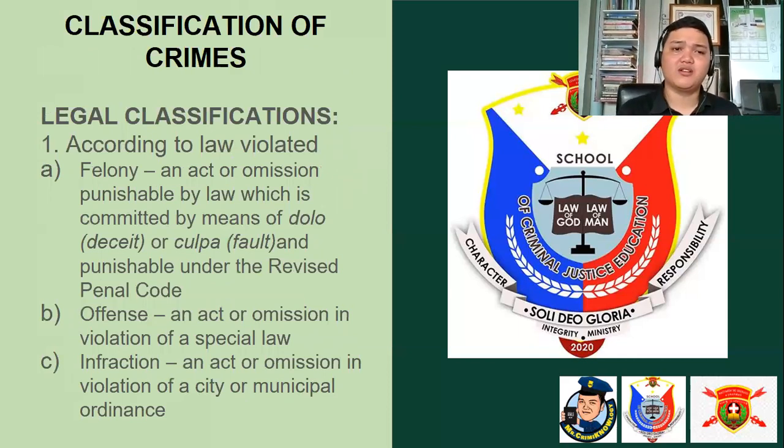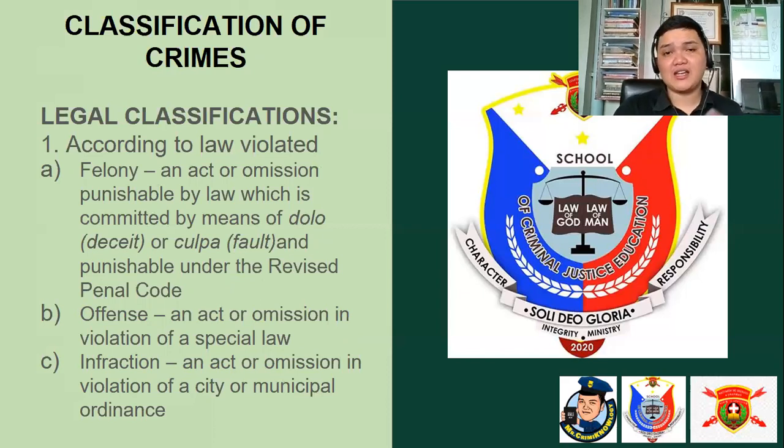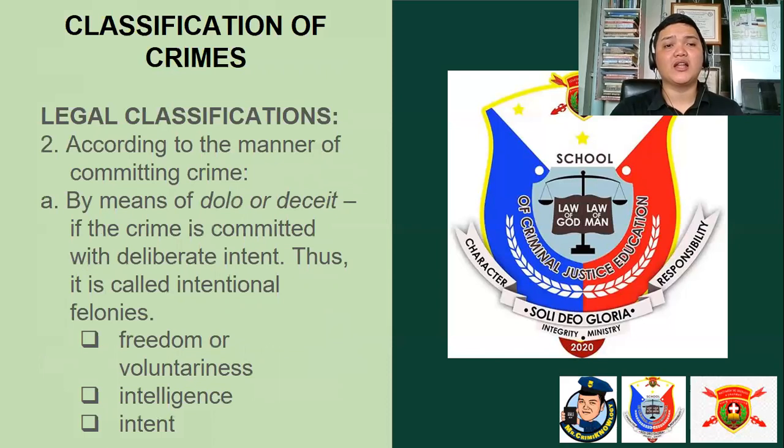Classification of crimes. Let's see the legal classification of crimes. Number one, according to law violated. As what I've said a while back, a felony is an act or omission punishable by law, which is committed by means of dolo or deceit or culpa or fault and punishable under the Revised Penal Code. Number two, offense. We call it offense if it is a violation of special laws. And letter C, infraction, an act or omission in violation of city or municipal ordinances, like I mentioned a while back.